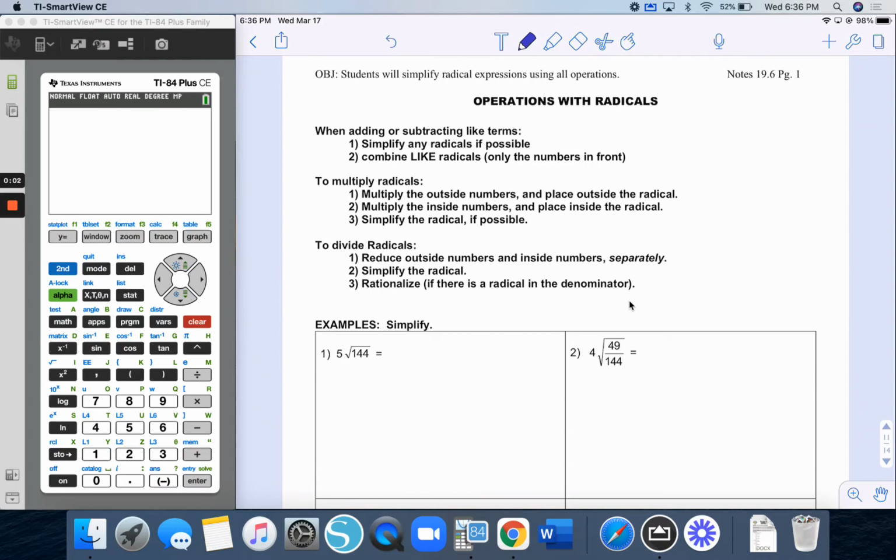This video covers notes 19.6, which is just operations with radicals. So all today is putting all of the other days together into a day before we have a practice day. So we've reminded you what your steps are up above.